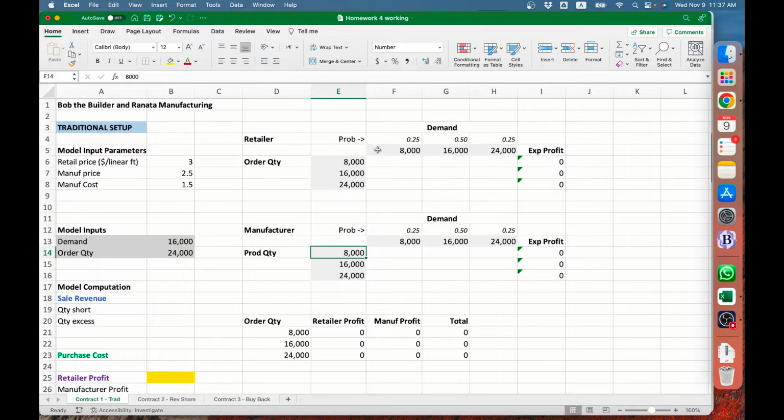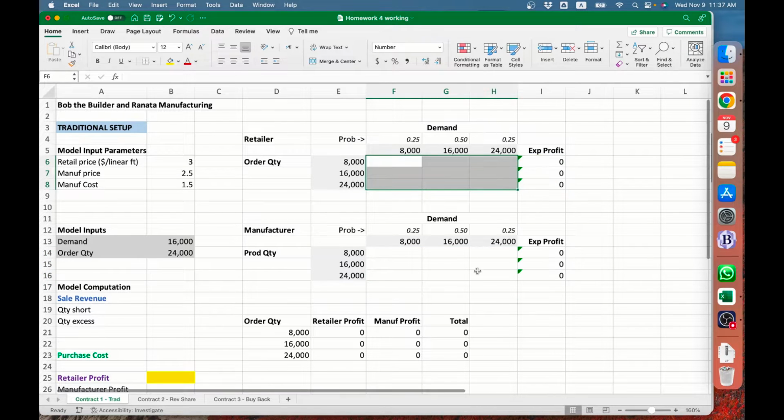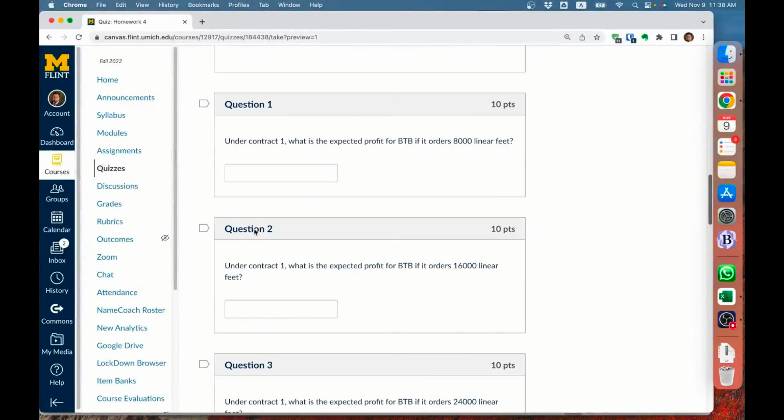So for each scenario of demand and order quantity, we're going to have a retailer profit and a manufacturer profit, and we can fill out these tables. Once we have these tables, we can analyze that data to get some insights, which will also answer the questions given here.